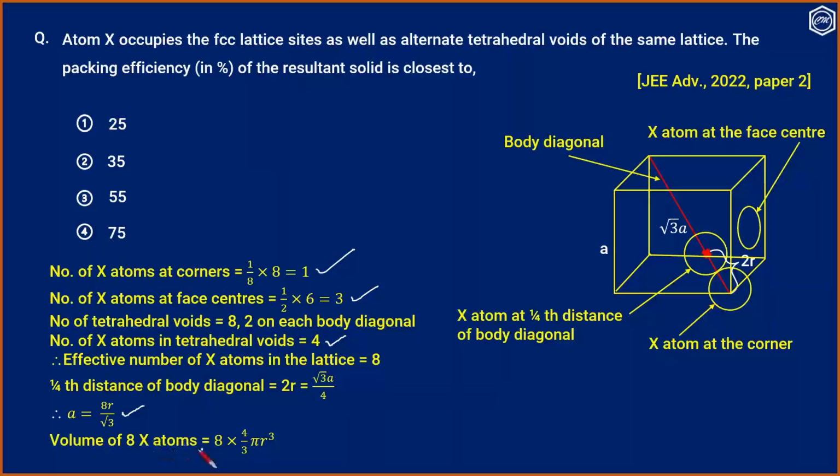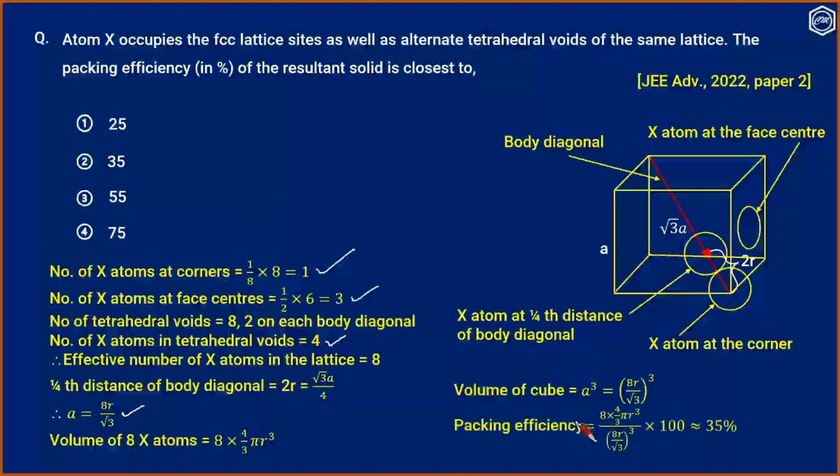Volume of 8 X atoms will be 8 into 4/3 pi r cube, where 4/3 pi r cube is the volume of 1 X atom. Now the volume of the cube is a cube, that is 8r by root 3 the whole cube. Packing efficiency is equal to 8 into 4/3 pi r cube divided by 8r by root 3 the whole cube, into 100. And that is approximately 35. So the correct option will be option 2.